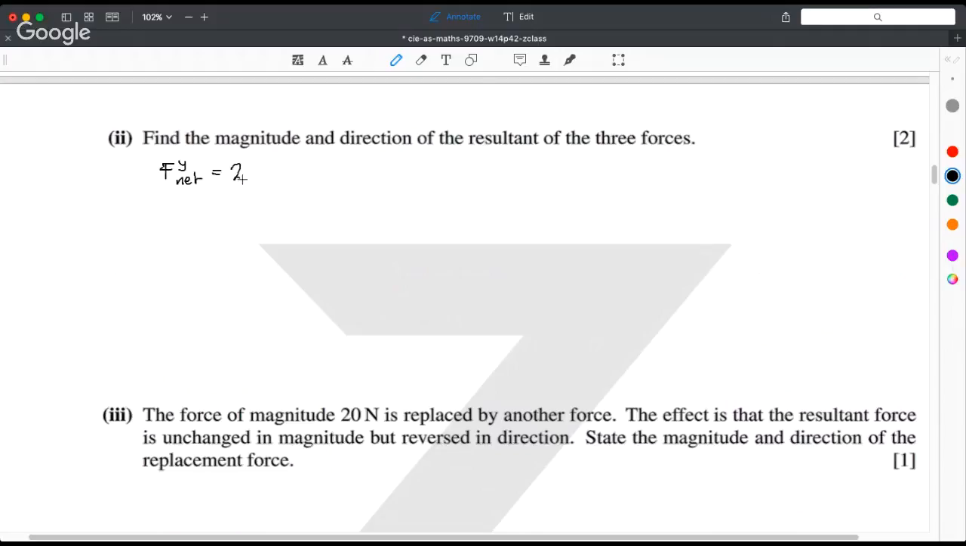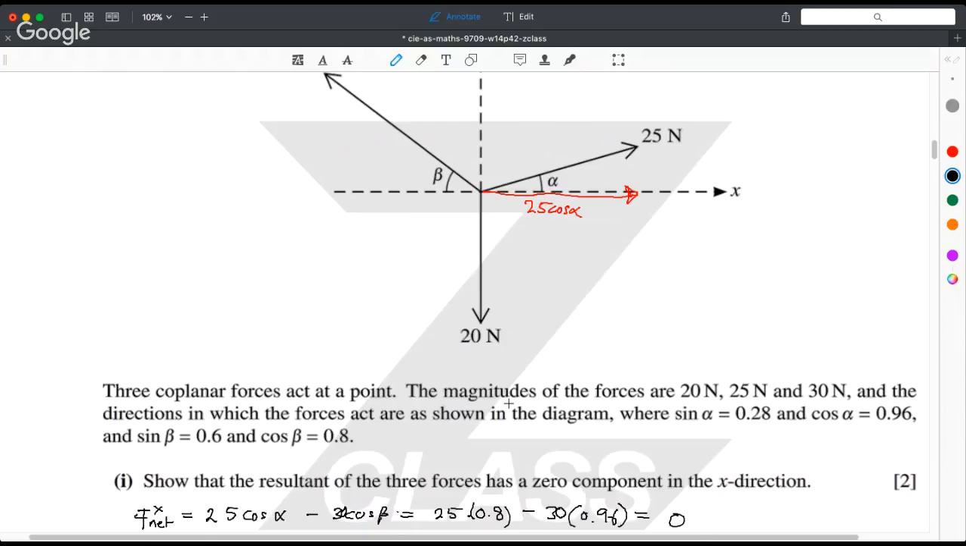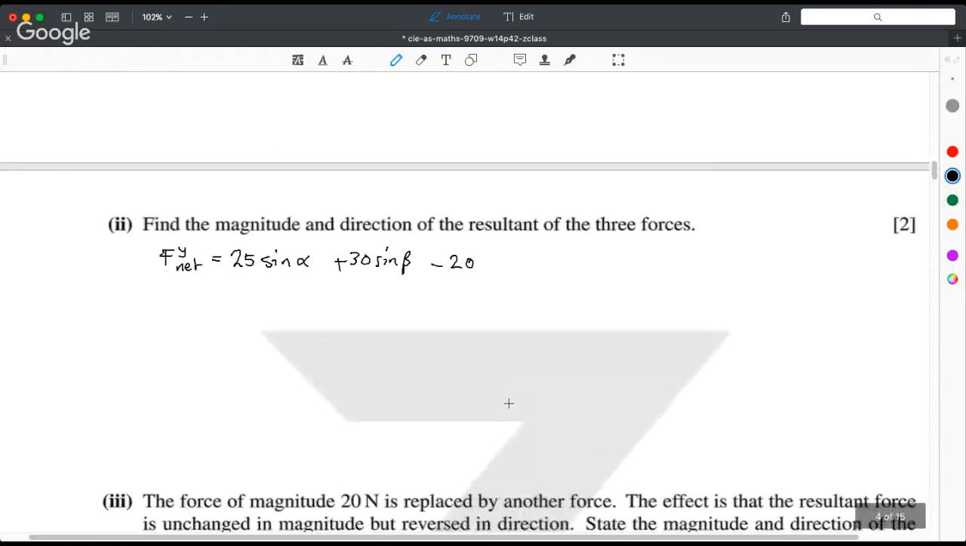So that's equal to 25 sine of alpha now, plus 30 sine of beta, minus 20. So you see what's happened here? We've taken the y component, and that's plus 25 sine of alpha for this guy, plus 30 sine of beta for this guy, because the y component is pointing upwards, minus the 20 newtons pointing downwards. So you've got to keep track of the signs correctly. You don't just add them all up. You've got to make sure you give a minus sign to ones acting in the opposite direction. And if you add this up, you'll get that this is equal to 5 newtons.